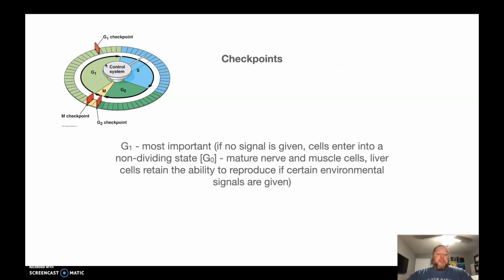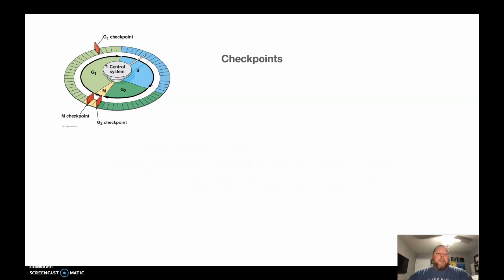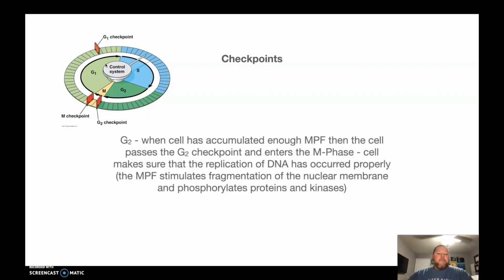Liver cells will enter into the G0 stage, but they do retain the ability to reproduce if they have certain environmental signals, certain growth signals given to them. So if everything checks out at this G1 checkpoint, the cell is going to then enter into the S phase, where chromosomes are going to be replicated. When we move from the S phase into G2, the cell is going to accumulate the MPF, that maturation factor, and then the cell can pass from G2 into the M phase.